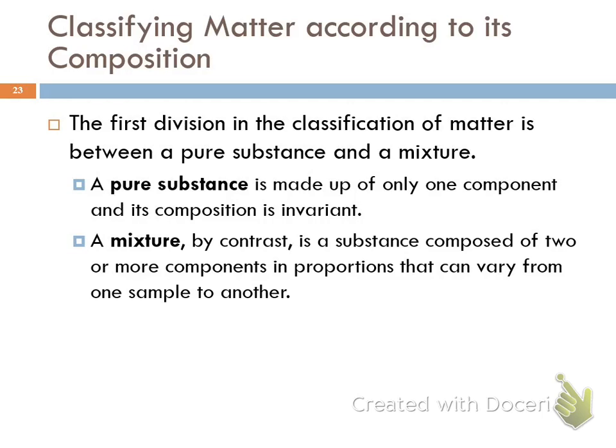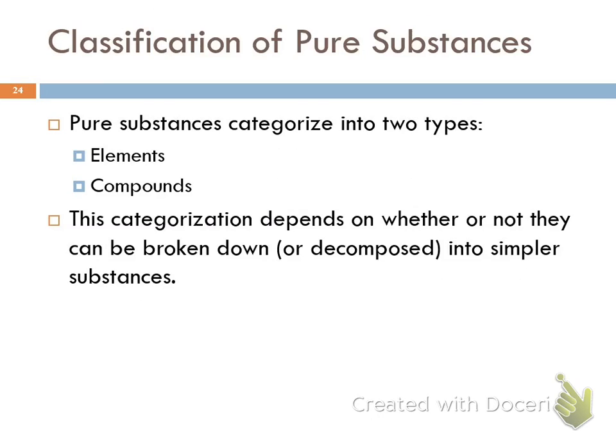With a mixture, the proportions of the components can vary. You could have a whole bunch of blue bricks and just a few red ones, or you could have a lot of red ones and a few blue ones. You could have equal numbers. The proportions can vary, and that's an important characteristic of a mixture. The pure substances are divided into two different types, elements and compounds. And this is based on whether or not those individual particles can be broken down, taken apart, decomposed into simpler substances.